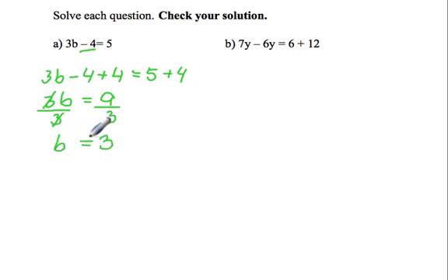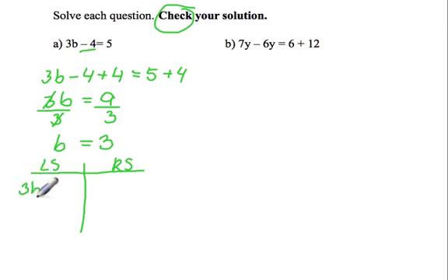We've solved the equation, now we have to check it. Remember, one way of checking the solution is comparing the left side of the equation with the right side of the equation and substituting the solved value in the equation. On the left side, we have 3b minus 4. On the right side, I have 5.